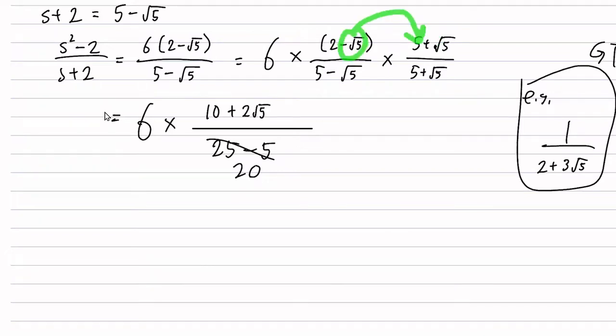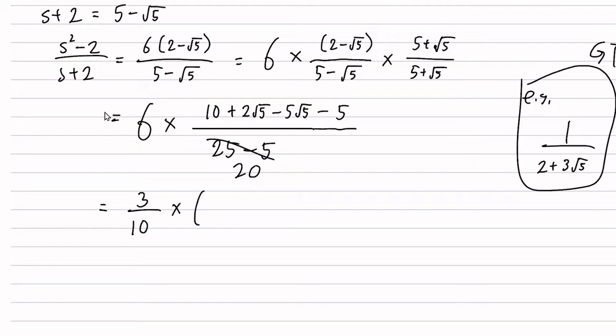Negative root 5 times 5. Negative root 5 times positive root 5. Minus times positive gives you negative. Root 5 times root 5 gives you? What does it give you? 5. Very good. So 6 leave alone. Actually, can simplify already. 6 over 20 is what? 3 over 10, right?